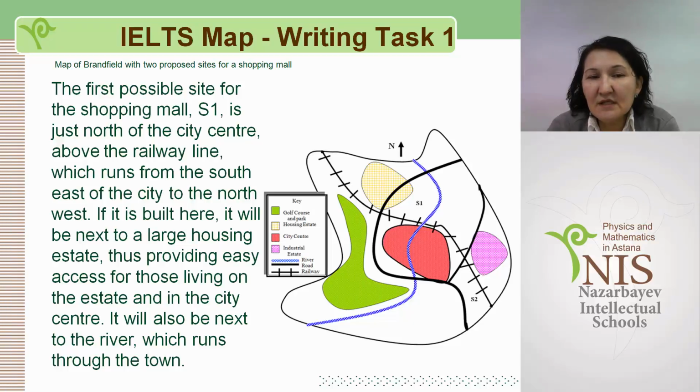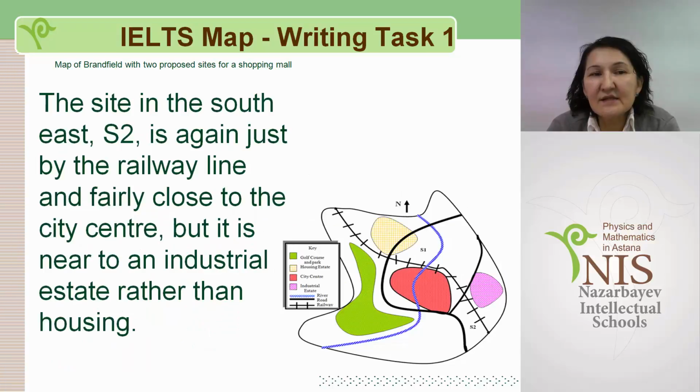If it is built here, it will be next to a large housing estate, thus providing easy access for those living on the estate and in the city center. It will also be next to the river, which runs through the town. The site in the southeast, S2, is again just by the railway line and fairly close to the city center, but it is near to an industrial estate rather than housing.